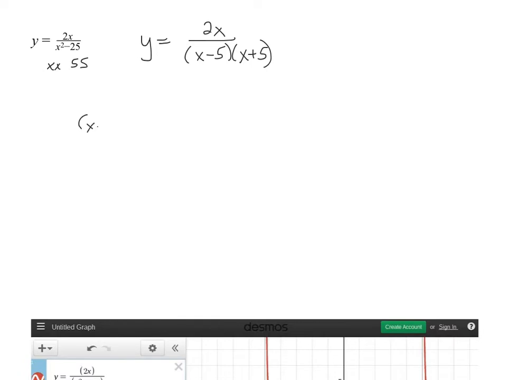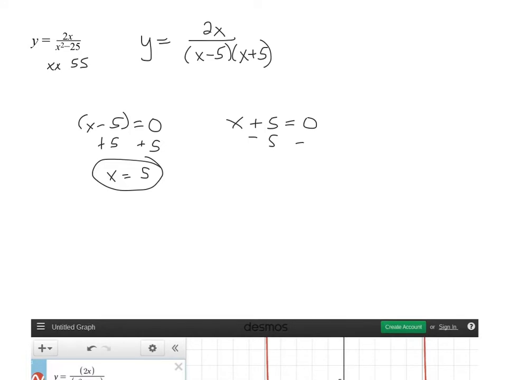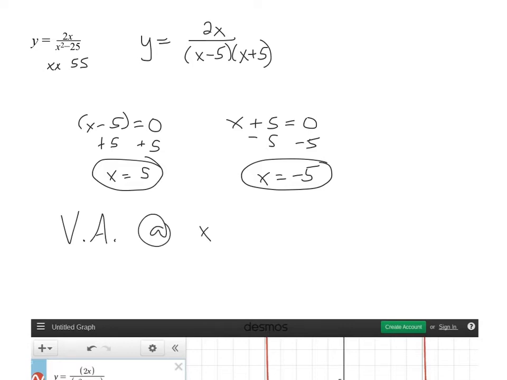So I'll take the two things that are on the bottom and I'll set those equal to 0. So in this case we're going to have two vertical asymptotes because we have two things that make the bottom 0. One of them would be 5, and one of them would be negative 5. So we have vertical asymptotes at x equal to 5 and x equal to negative 5.